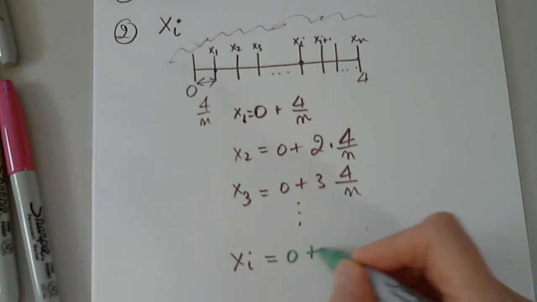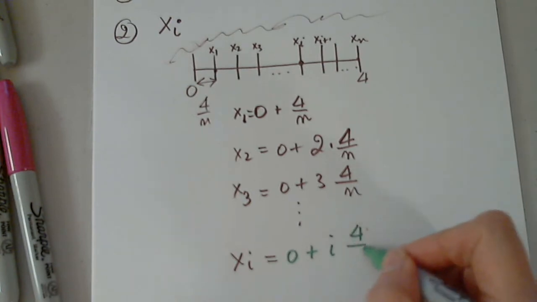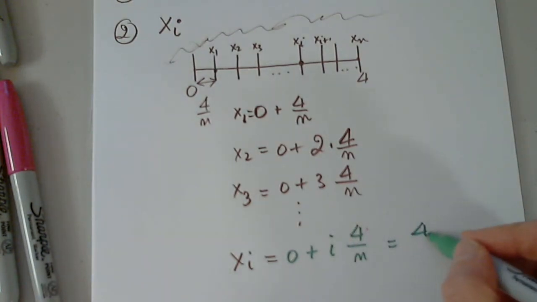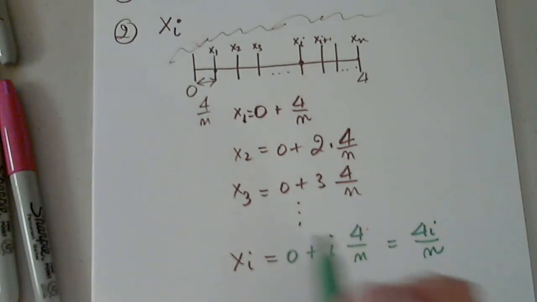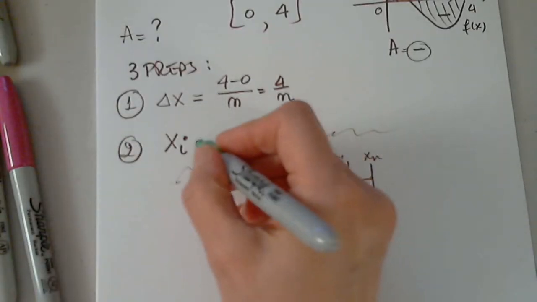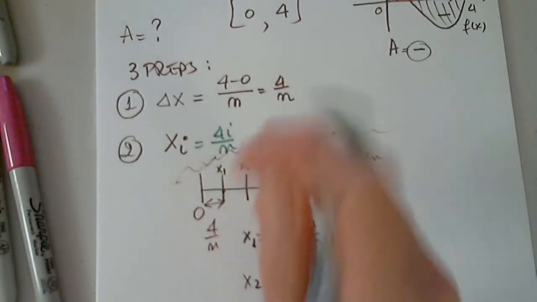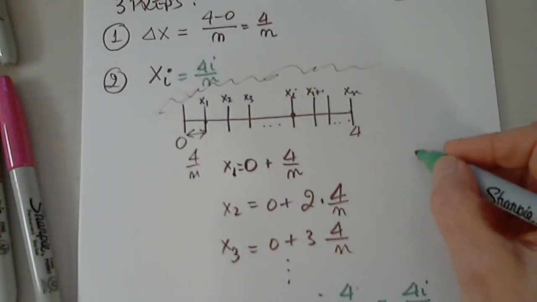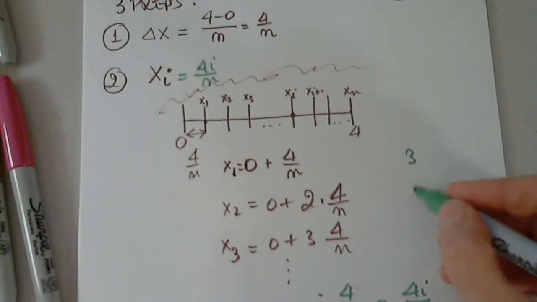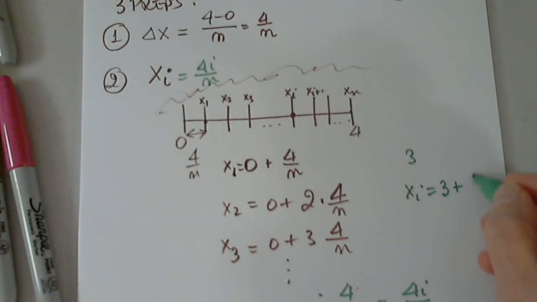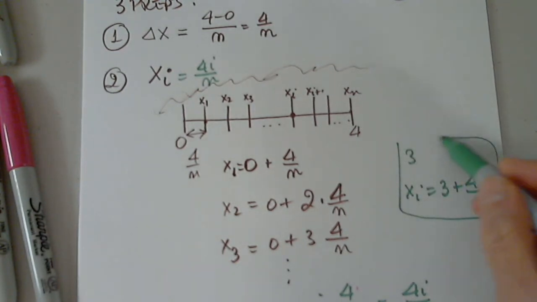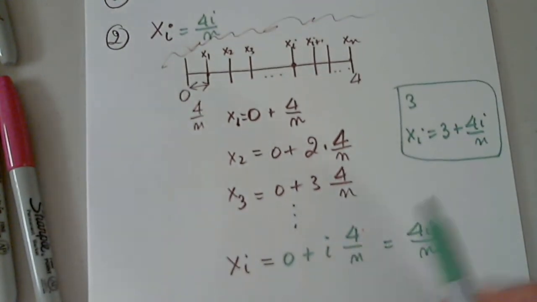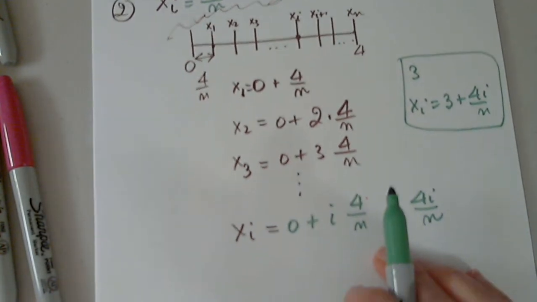So that would be 0 plus i times 4 over n. In short, 4i over n. So this is our xi, 4i over n. If we didn't start at 0, if I had started, let's say, at 3, then xi would have been 3 plus 4i over n. But that's not our case. I started with a simpler example where the leftmost point of the interval is 0.